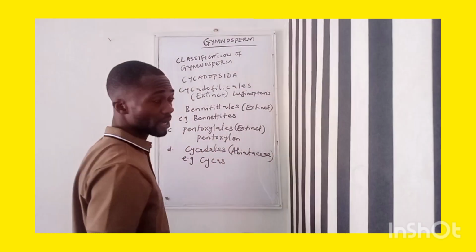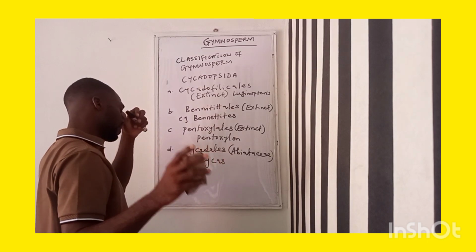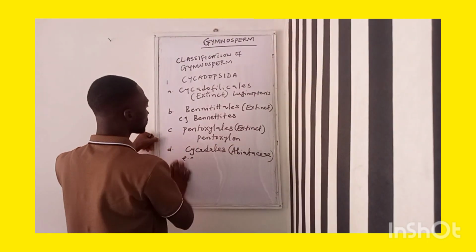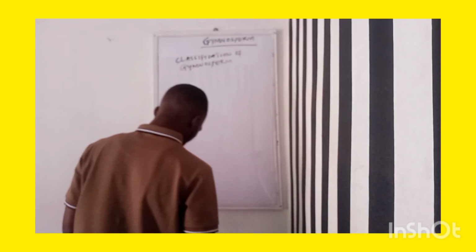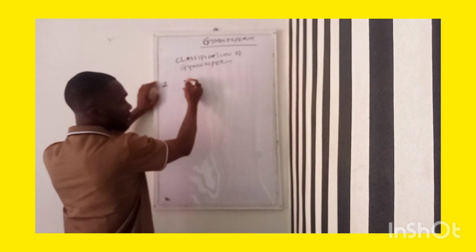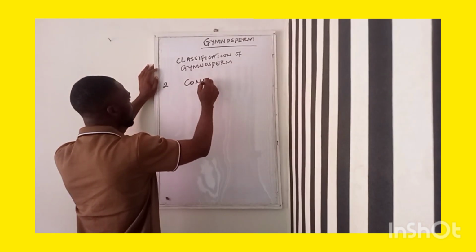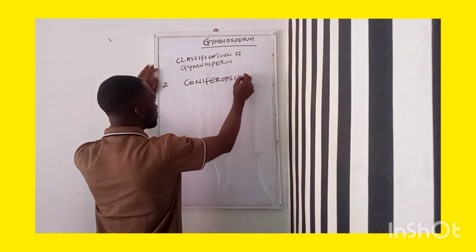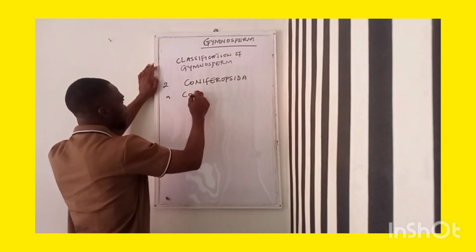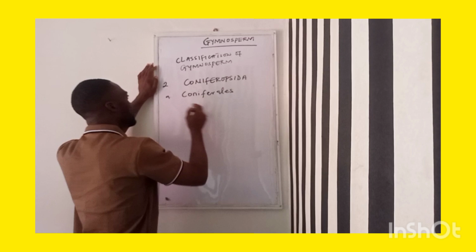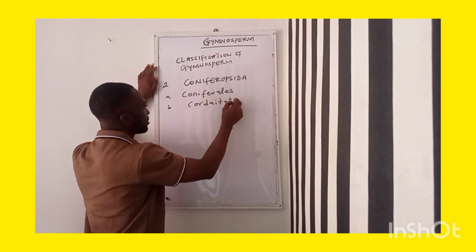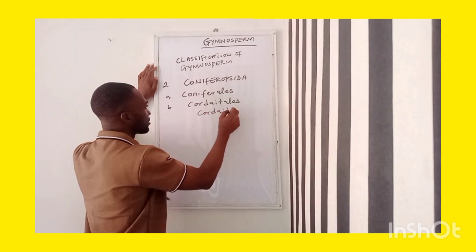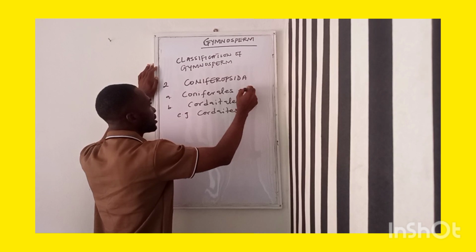So this is the first class. Gymnosperm has how many classes now? I think three classes. So I've mentioned the first one. Let's go into the second class. The second class of gymnosperm is known as Coniferopsida. This is where you see coniferales, then you see Cordaitales. Here you see Cordaites as an example. Then an example here is conifers.